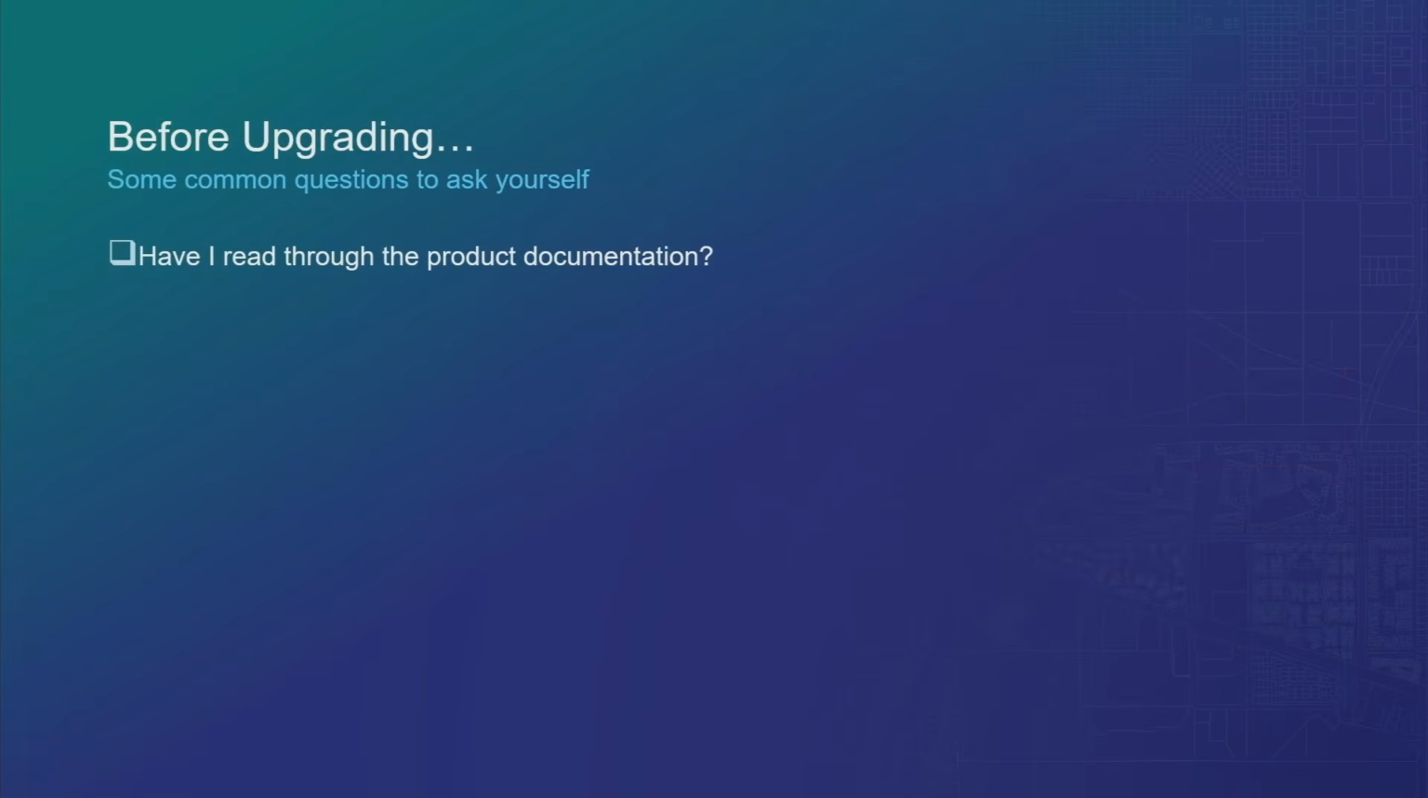Now, hopefully you are motivated to upgrade. So let's talk about some of the things you should be thinking about before you dive into the upgrade process itself. So, have I read through the product documentation? Product documentation is helpful across all aspects of Enterprise, but it's especially important with upgrading. It will walk through some of the step-by-steps of upgrading. So to get ready, start by reading through the upgrade documentation and the what's new documentation for the version of Enterprise you will be upgrading to as well.